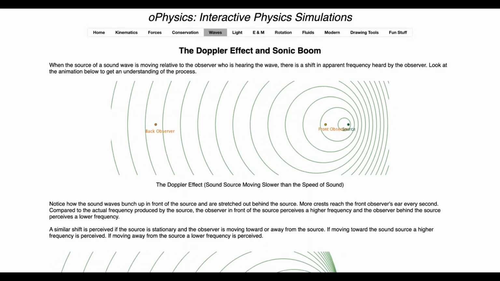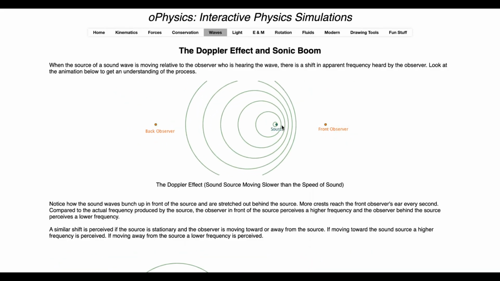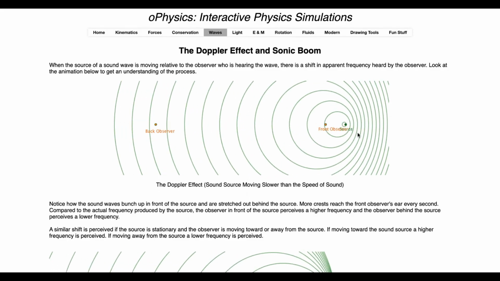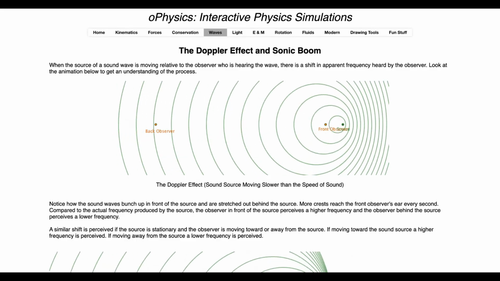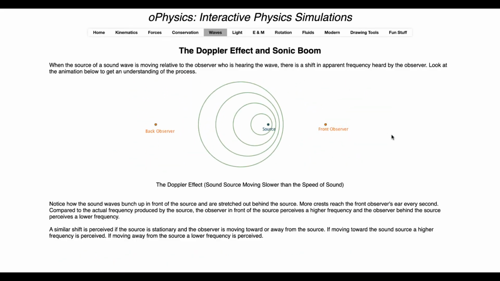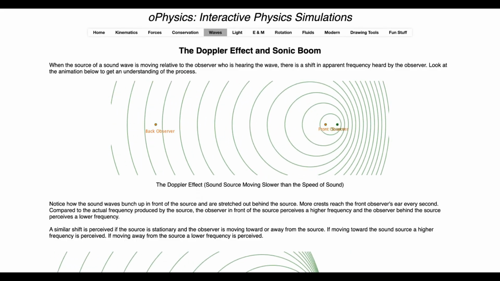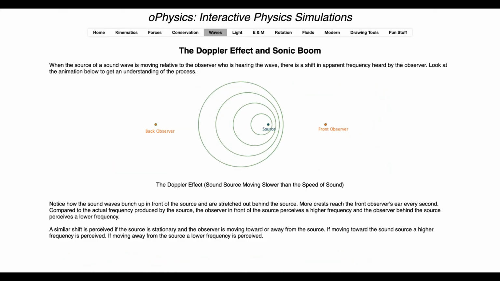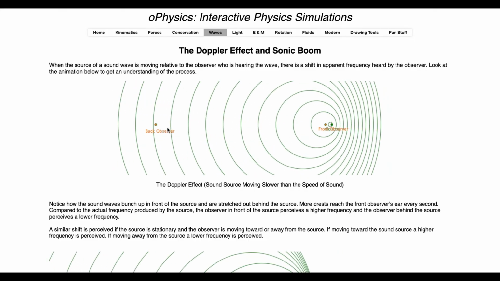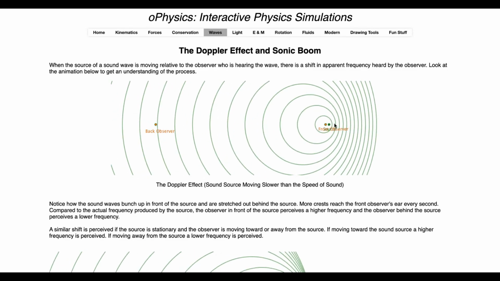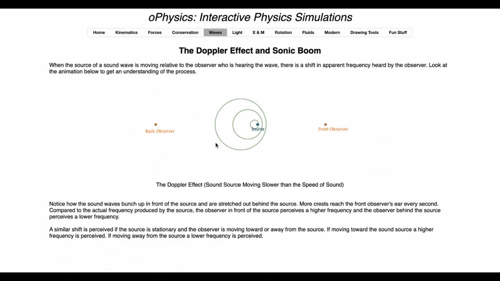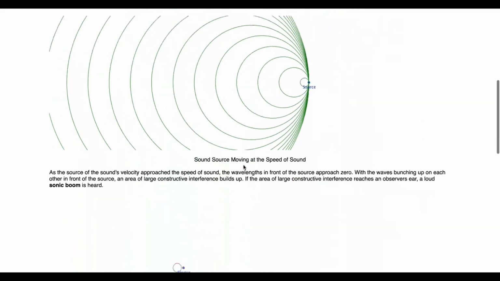And that's the amazing thing about it. The actual source of the sound isn't changing. That's the important thing to know. The actual source of sound has the same frequency and the same amplitude in this case, but it's just how you perceive it. Even though the source stays the same, how you perceive the frequency changes depending on where you are, and that's important to know.